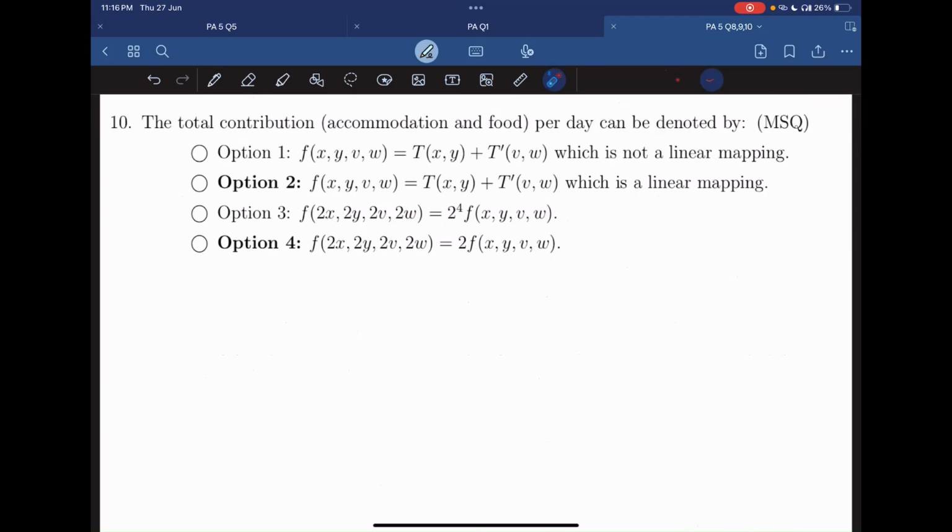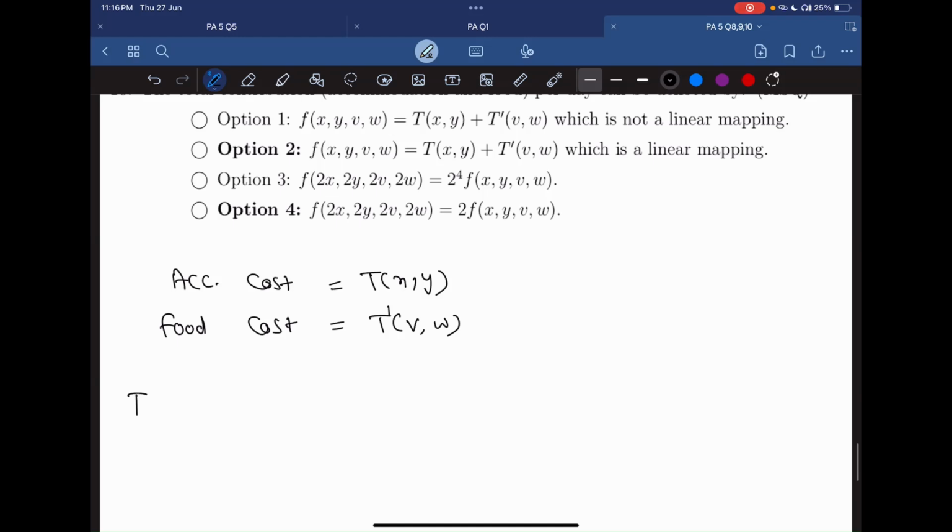Now let's solve the last question for the practice round week 5, question number 10. A total contribution, accommodation and food per day can be denoted by. So we have the accommodation cost as T of xy and the food cost, that is T dash of V and W. So the total cost for one day would be nothing but just the sum of these two quantities, T of xy plus T dash of V comma W.